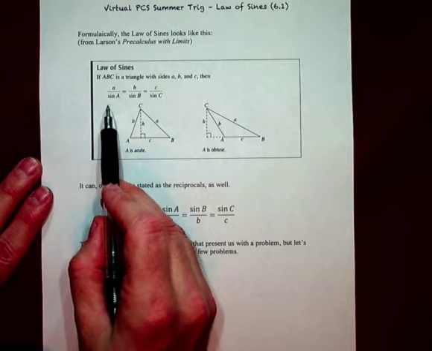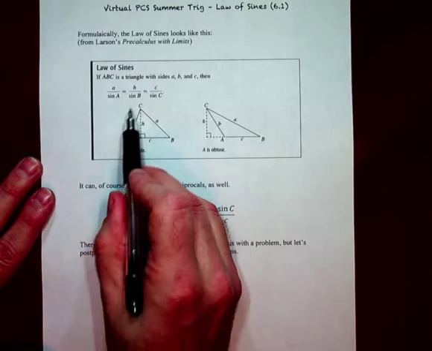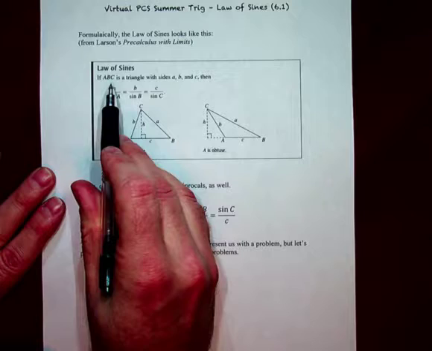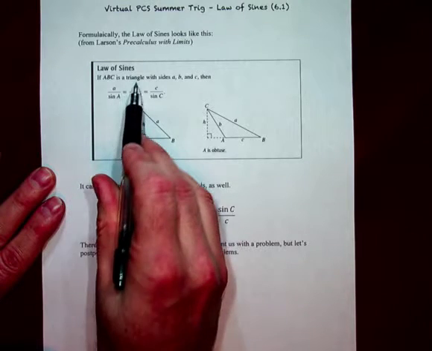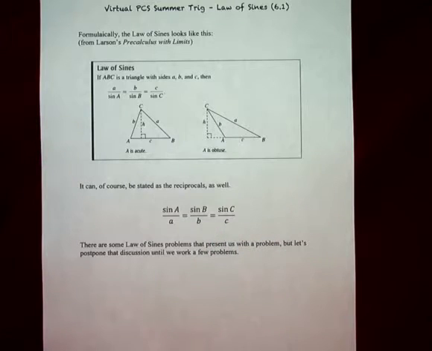Now, the way that Larson, which is the pre-cal text that I screenshot this from, has it is side A over angle A, B over angle B, C over angle C. But of course, when you're dealing with proportions, you can reciprocalize those proportions, and it winds up being the same relationship. So it shouldn't matter, okay?